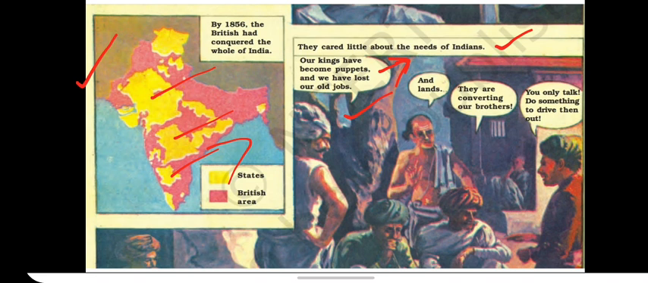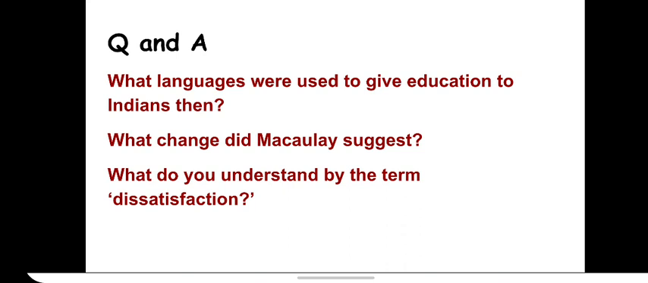They are converting. How are they converting? They are converting the Indians by converting their religion into Christianity. They are converting them by giving them English education and changing their mentality. Okay. Now we have some questions here. Pause the video and think of the answer.